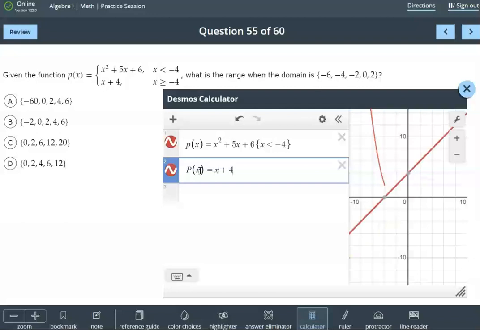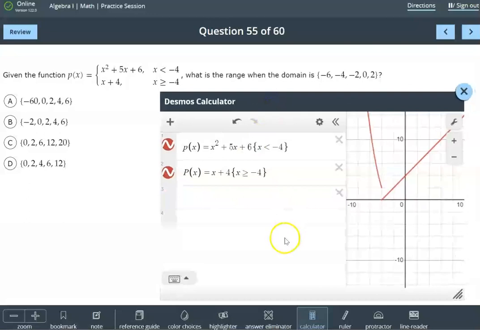one not. All right, the domain for this piece will be x is greater than or equal to -4. X greater than or equal to -4. All right, so it's already created my piecewise function. That's great, but that doesn't help me answer the question. The question is, what is the range when the domain is given? And they give you a set here with 5 numbers.